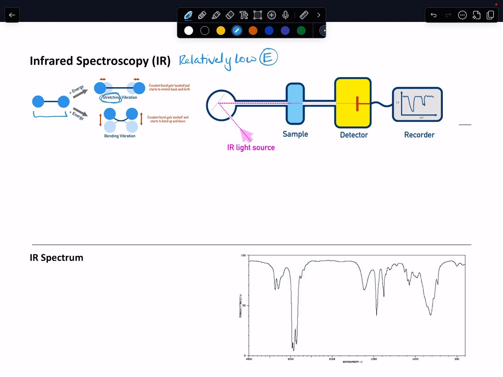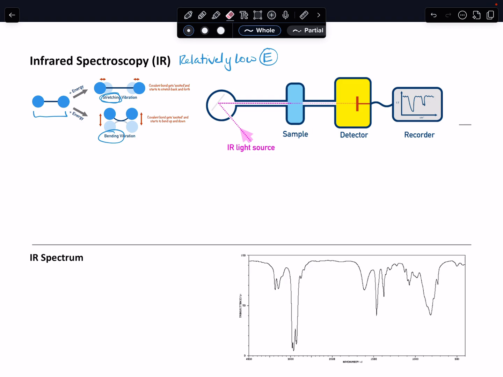That energy is absorbed by that molecule and it converts that energy into kinetic energy. But it's not enough energy for the bonds to break fully. So instead, they start to stretch. So they move back and forth. In other words, the bond gets excited, if you want to think of it that way. Another option is that they can bend. So one is a stretching of the bond and the other is a bending.